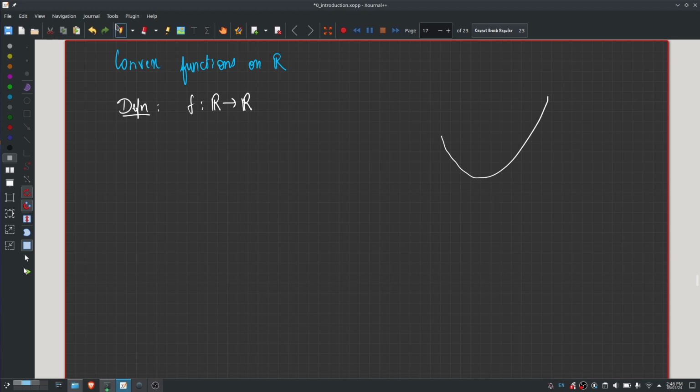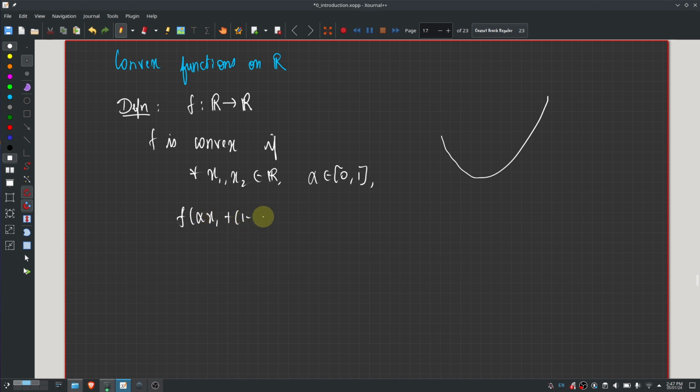So, okay, I'll give a mathematical definition. We'll see what it means in just a moment. So I'll say that f is convex if for all x1, x2, so I take any 2 points and I take an arbitrary number alpha between 0 and 1, f of alpha x1 plus 1 minus alpha x2 is less than or equal to alpha f of x1 plus 1 minus alpha f of x2. Okay, let's try to see what this definition actually means.